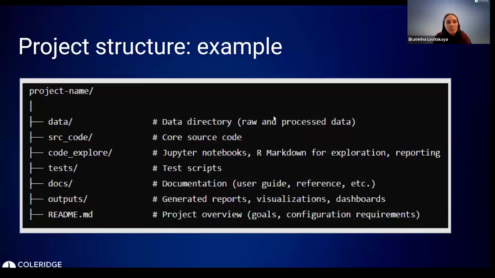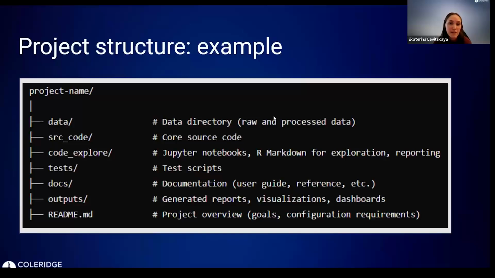So this is one example of a structure that could potentially be helpful when thinking about creating a clear project structure. And here are the key elements that we wanted to highlight. First of all, when thinking about a clear data directory, a good best practice is to have a separate folder for the raw data and then a different folder for the processed data.